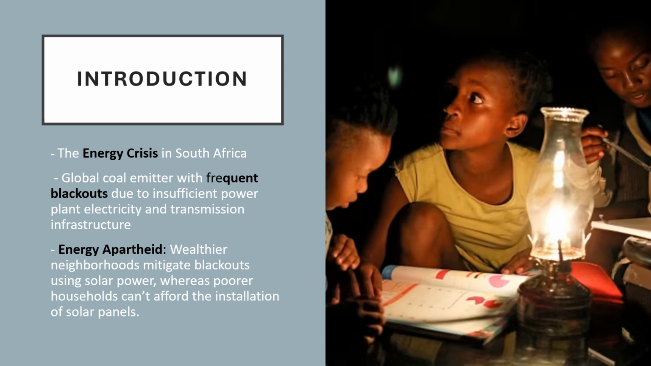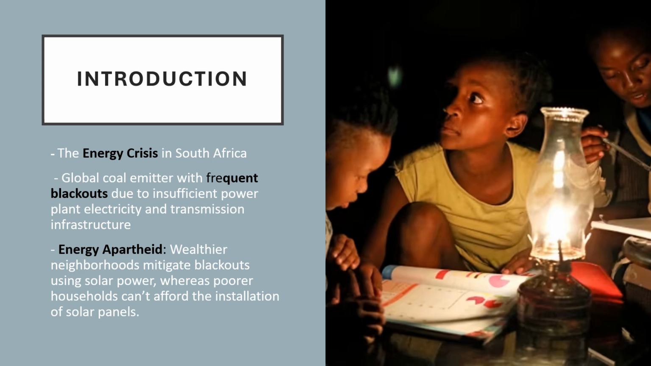Just to give you a brief overview of what our project is, we need to understand South Africa. South Africa is the 14th largest coal emitter in the world, which means the electricity production is heavily dependent on coal. But coal, as we know, is very restrictive in terms of availability in nature. So sometimes electricity produced is less than the electricity demanded. So this leads to frequent blackouts in various communities, affecting personal life, economic activities, and everything.